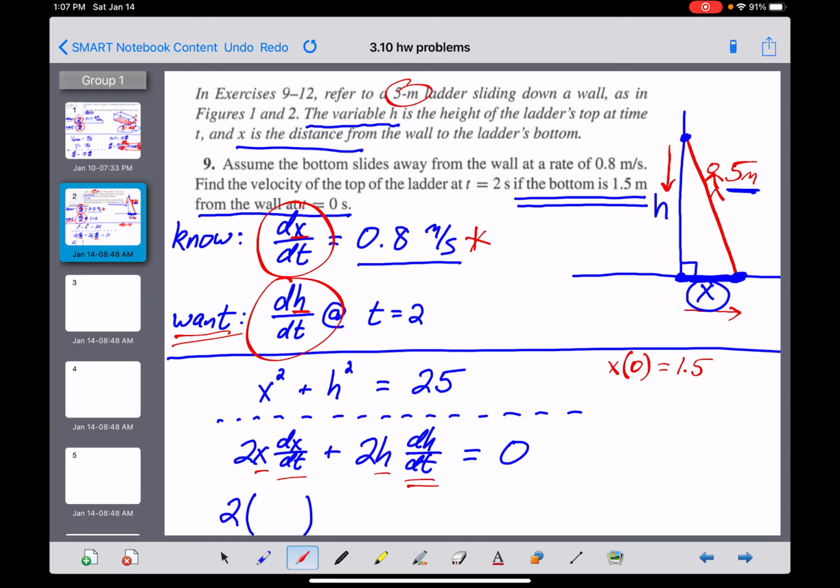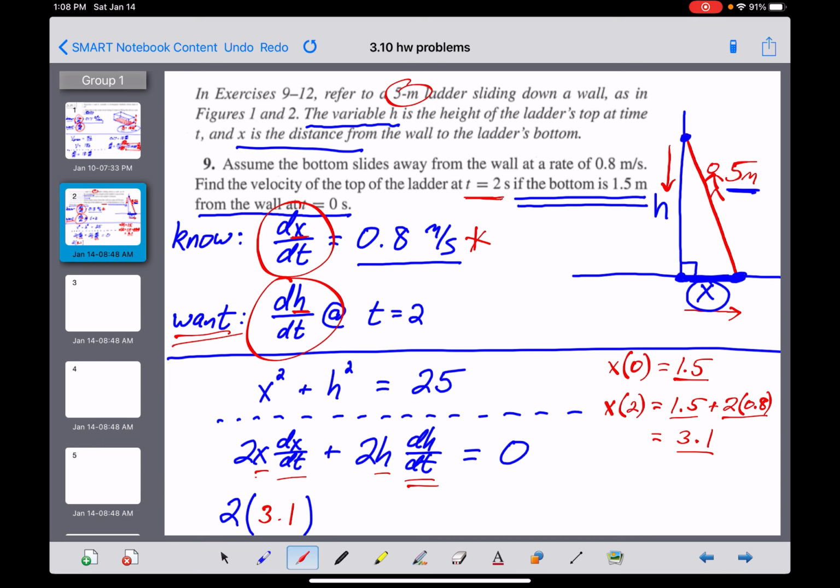So we want to know what x is at this moment when t is equal to 2. So x of 2 is going to begin with this initial value of 1.5. And then we're going to add to that the distance that it traveled. Well, distance is rate times time. At 2 seconds, moving at 0.8 meters per second, 2 times 0.8 is 1.6. Let's add that to the 1.5. And at 2 seconds, after the ladder has started moving, the base of that ladder is 3.1 meters away from the base of the wall.